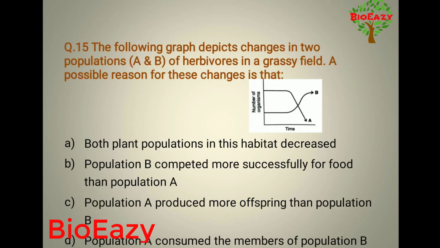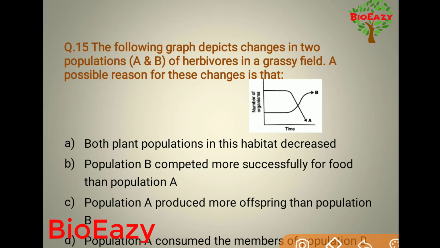Next is the following graph depicts changes in two populations A and B of herbivores in a grassy field. A possible reason for these changes is that... Now you can see there is a graph between time and number of organisms, in which the number of A organisms gets reduced while the number of B organisms is increased. Now we can see the options.